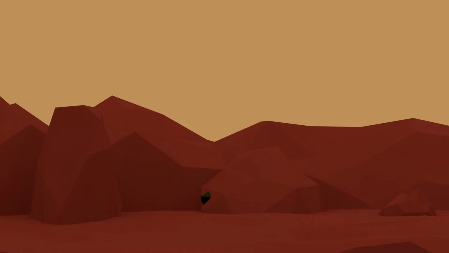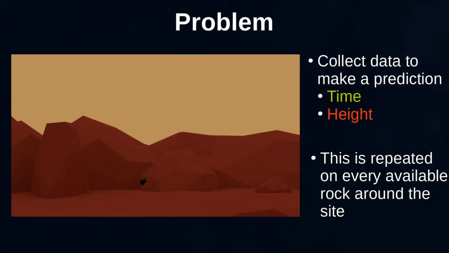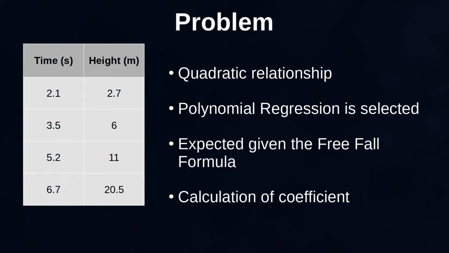We can see overall the landscape, and the robot tries to use every available rock to gather as much data as possible before trying to make a prediction. The amount of data is important to improve the accuracy of the predictions. The table shows that the relationship is overall quadratic, and this is expected and in line with the free-fall formula. So the polynomial regression is selected and the data will be used to calculate the required coefficients.